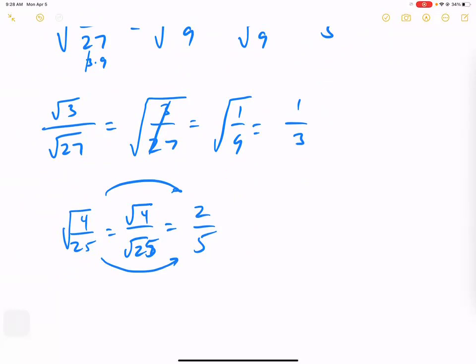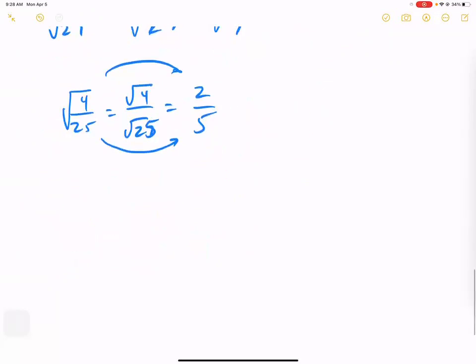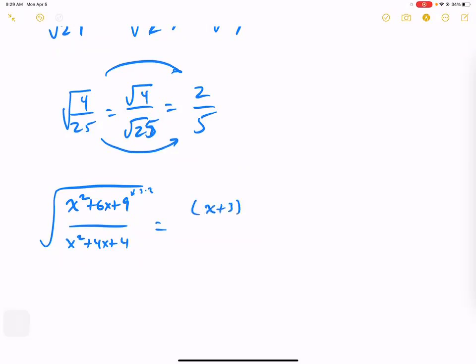To make the problem look even worse, if I write x squared plus 6x plus 9 and x squared plus 4x plus 4, this looks a little bit weird. But if you remember factoring, and these are both special types of factors, what number multiplied becomes 9? It's 3. And 3 plus 3 is 6. This was actually (x plus 3) squared.